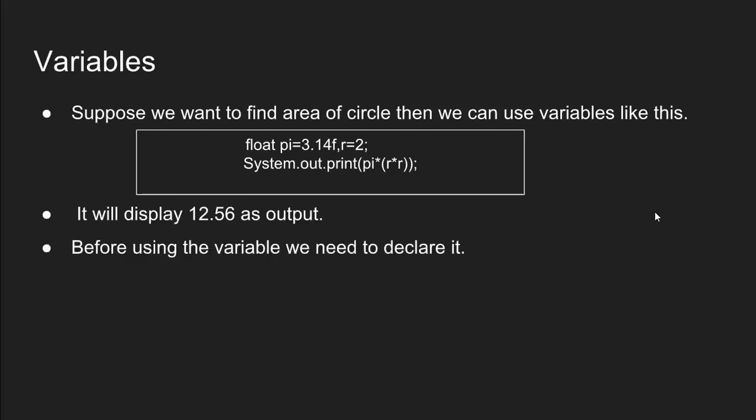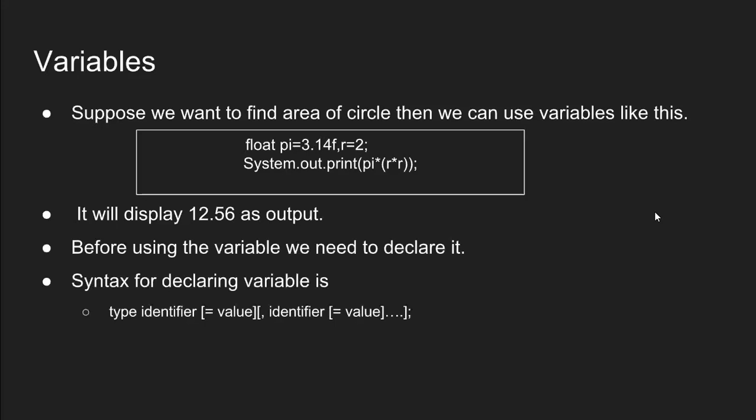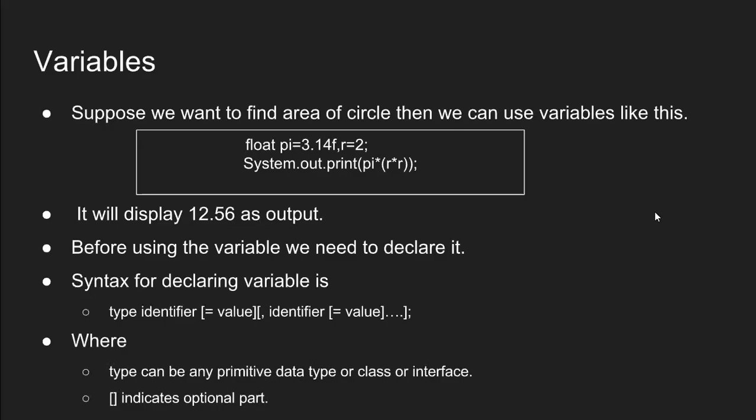Before using the variable, we need to declare it. Syntax for declaring a variable is: type identifier [= value] [, identifier [= value]]. You can declare any number of variables in that fashion, but the statement must be ended with a semicolon, where type can be any primitive data type or class or interface. Square brackets indicate the optional part.